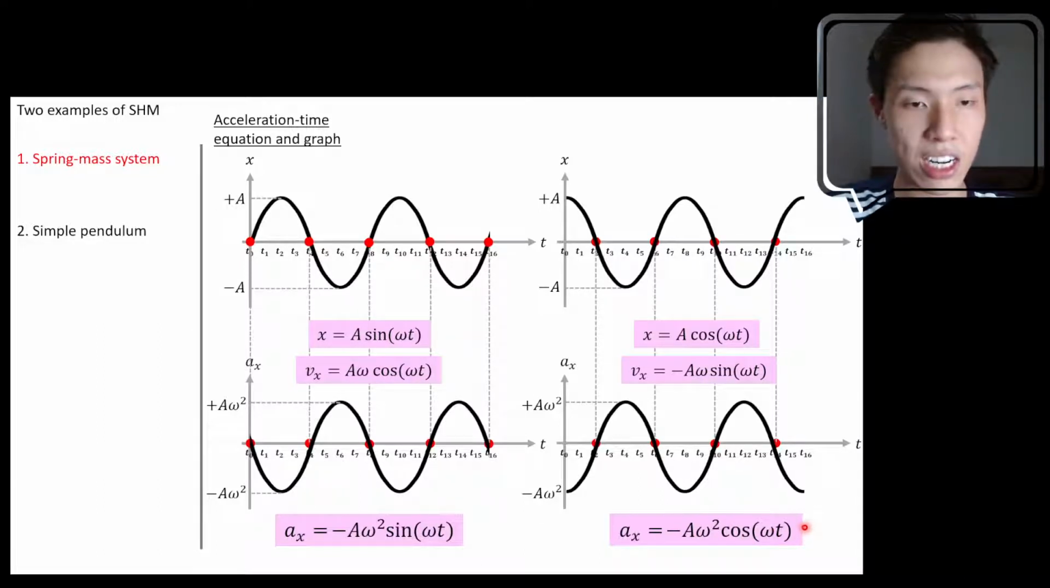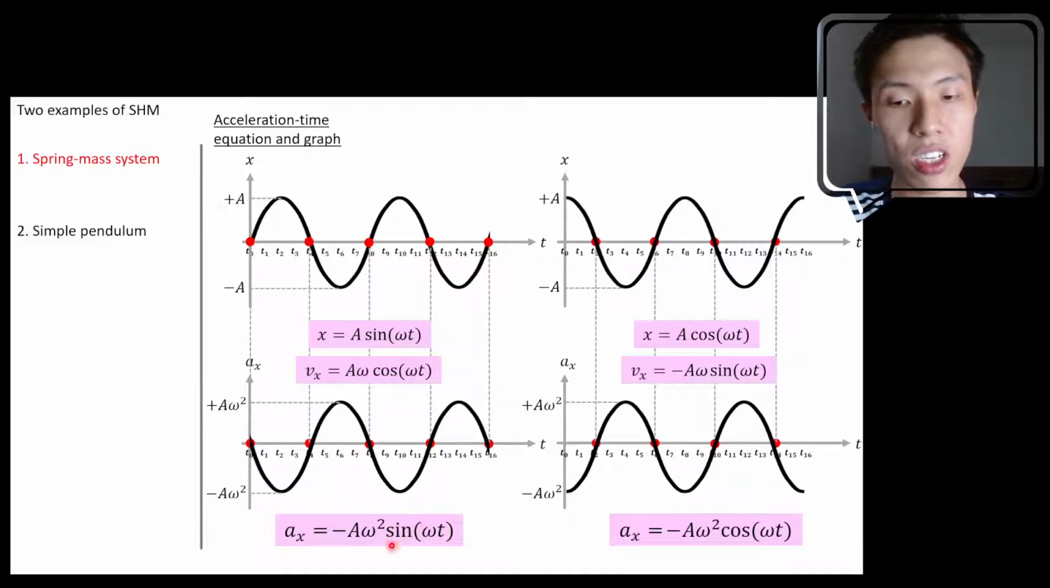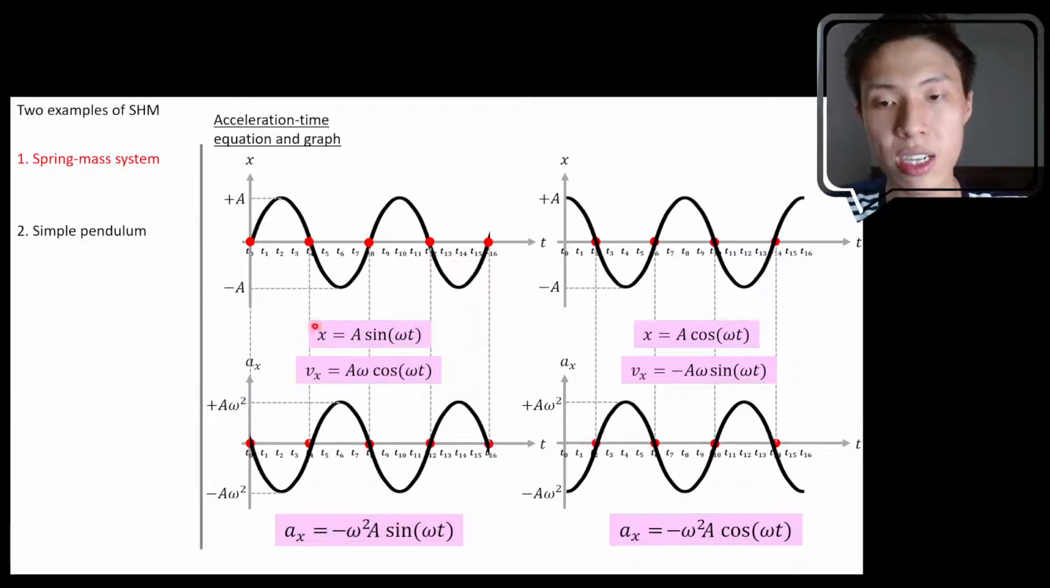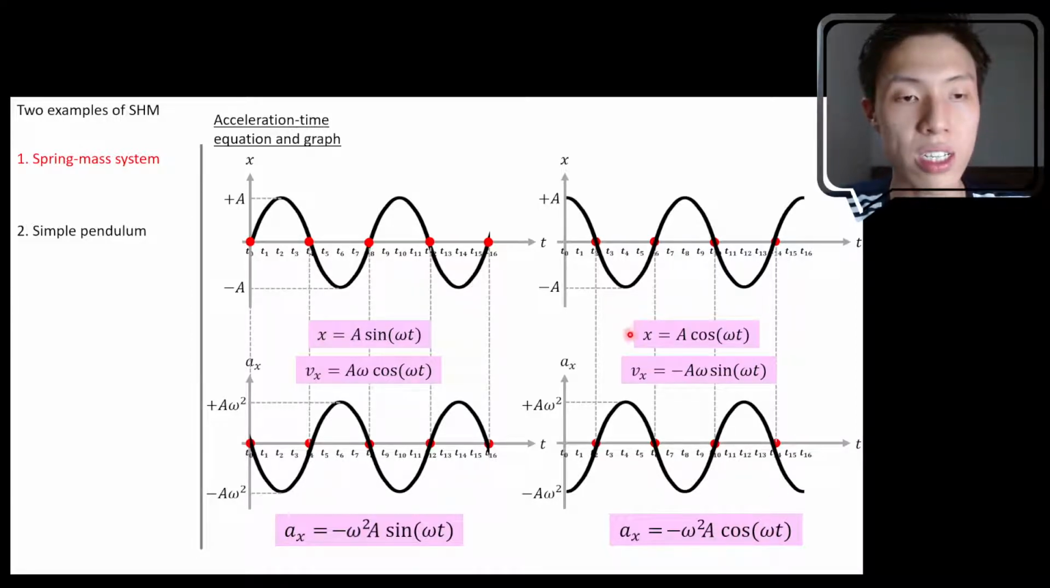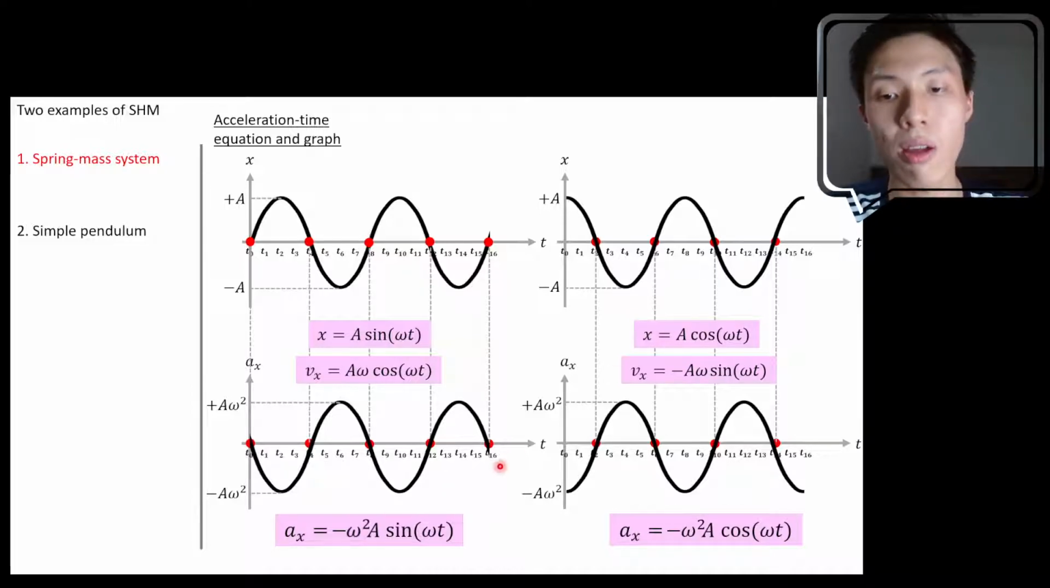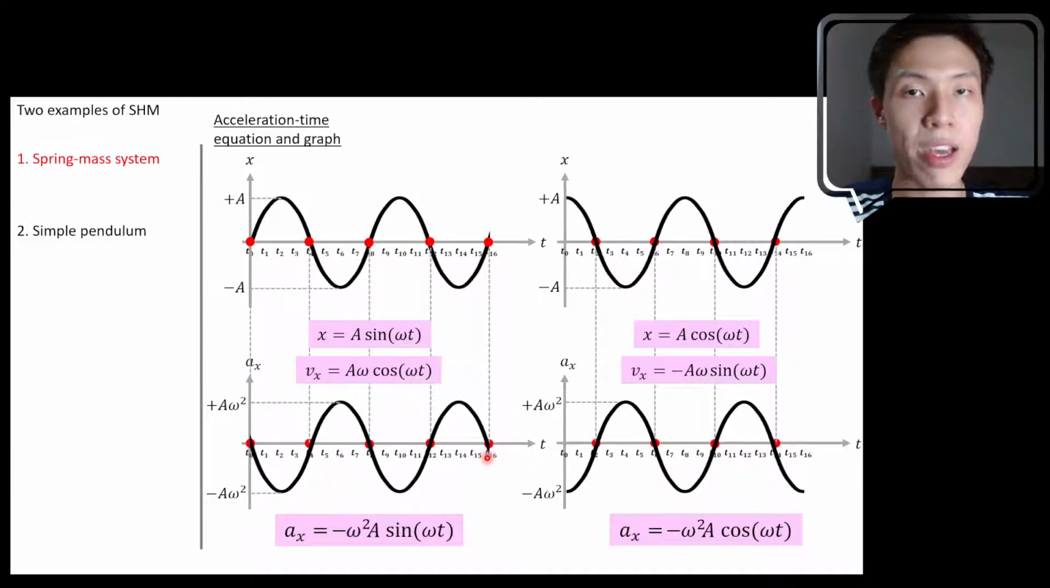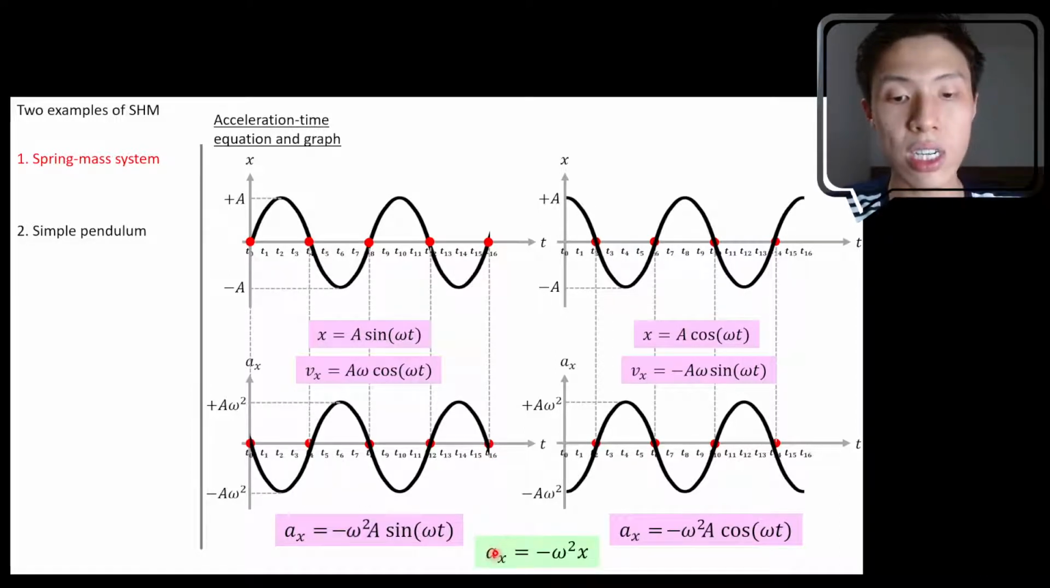Why is this discussion important? If we rearrange these two equations and reverse the order between omega squared and the amplitude, you can see that in the first equation, at the back, we have A sin omega t, which is just the displacement equation. In the second equation, we have A cos omega t, which is also just the displacement equation. So for any kind of SHM, any kind of simple harmonic motion, the acceleration can be related to the displacement through this equation: ax, the x component of acceleration, equals negative omega squared x.